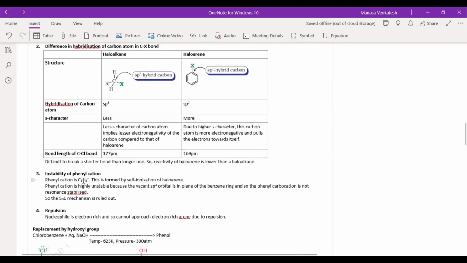Next is the stability of the phenyl cation. Phenyl cation will be formed when the chlorine, the halogen, is going to get kicked out. And the moment that happens, you have a phenyl cation which is highly unstable, and that is why the SN1 mechanism is not being considered. Next, the arene is in itself an electron-rich group. A nucleophile is also going to be electron-rich, so there will be repulsion, making it very difficult for the nucleophile to come and attack the arene.